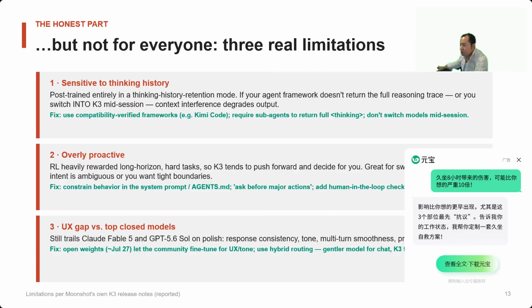And you can also use a hybrid routing setup: an agentic model for casual chat, and the K3 for the heavy thinking and lifting. And these are not bugs. They are just the shadow side of the deliberate design, training strategies, and choices from Kimi K3 that we can see.